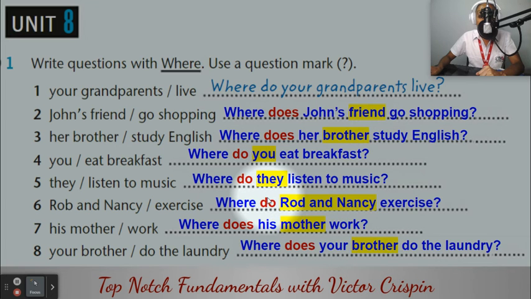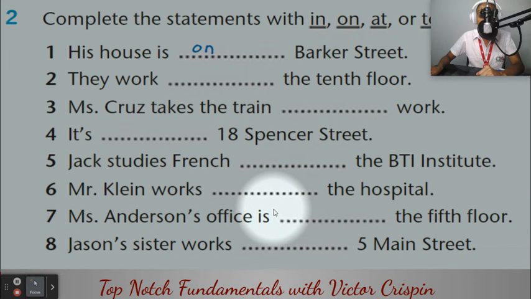Let's move on to the next exercise, which is number 2. Let's read the instructions. It says, complete the statements with prepositions in, on, at, or to. Here we have the example, which is number 1. His house is on Baker Street. In this case, we use the preposition on because we are talking about street.